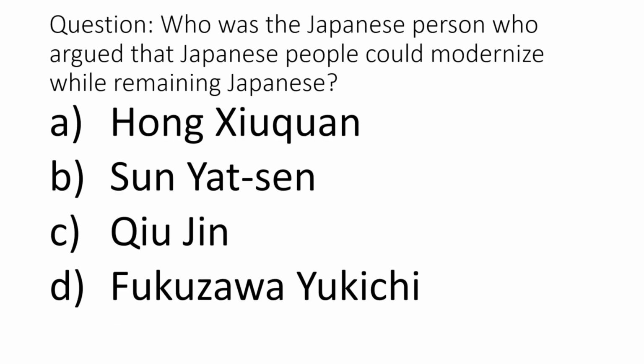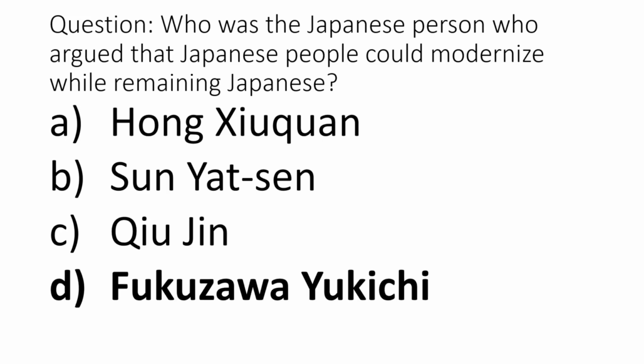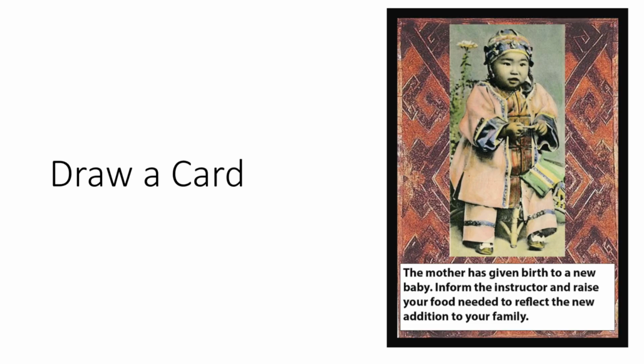Who was the Japanese person who argued that Japanese people could modernize while remaining Japanese? Was it A. Hong Xiuquan, B. Sun Yat-sen, C. Chu Jin, or D. Fukuzawa Yukichi? And the correct answer in 3, 2, 1 is Fukuzawa Yukichi. So go ahead and draw a card and resolve it.